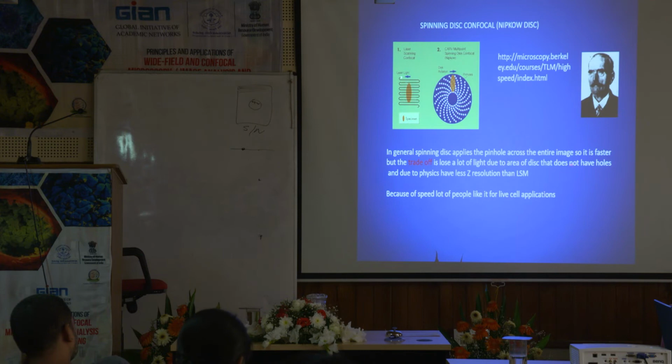Because of the area of the disc that does not have holes, and due to the physics behind it, the Z optical section, how thin you can get, you can't get as thin as with the laser scanning. So if it's important for you to be able to differentiate Z, this won't do the trick. But if you want to go fast, this is the trick. Everything's a trade-off. And because of the speed, people like this for live cell applications. I've had pretty good luck with these over the years using them for live cell.